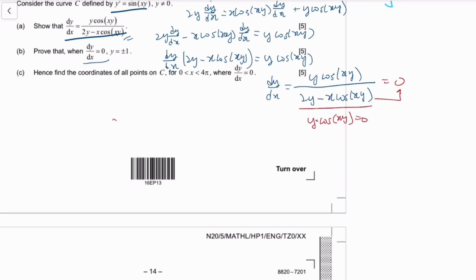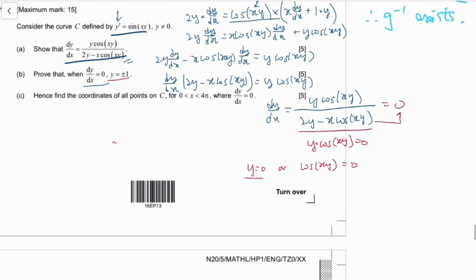So two things multiplied together to be 0. That means either y is 0 or cosine xy is 0. But the question does say y has to be plus 1 or minus 1, so it seems like y can't be 0. Oh yeah, that's the condition of the question. So this is rejected. Now we need cosine xy to be 0.